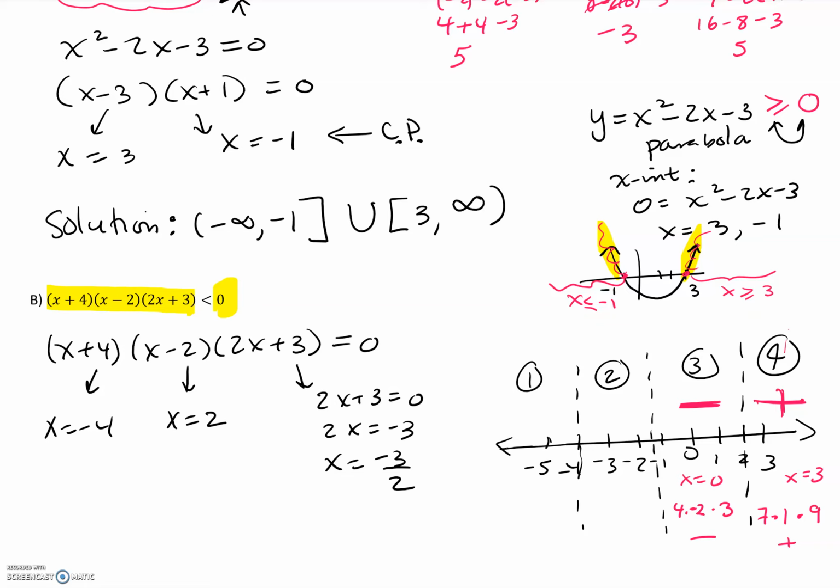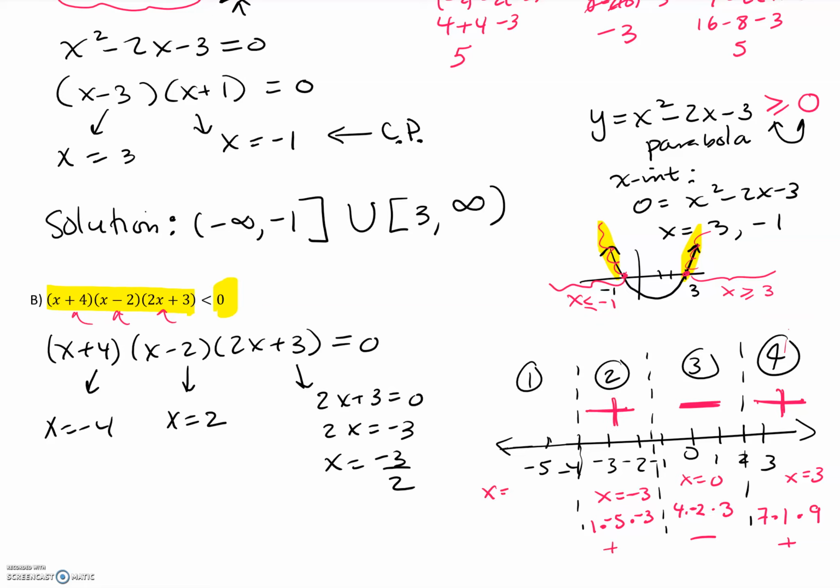Then I'm going to go to region 2 and put in negative 3 for my x's. In my first parentheses, negative 3 plus 4 is 1. Then times the next parentheses, negative 3 minus 2 is negative 5. Then 2 times negative 3 is negative 6, plus 3 is negative 3. Negative times negative is a positive.